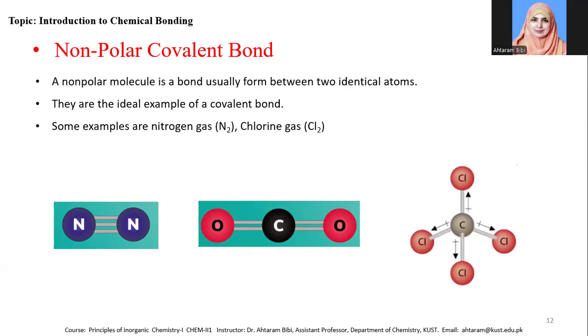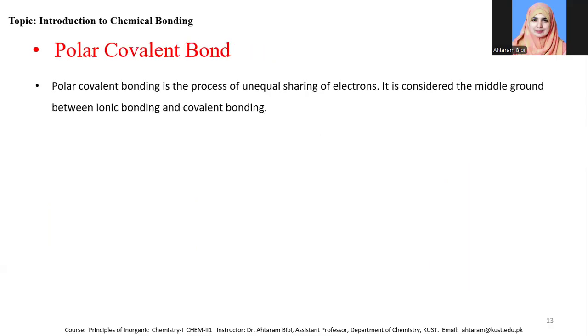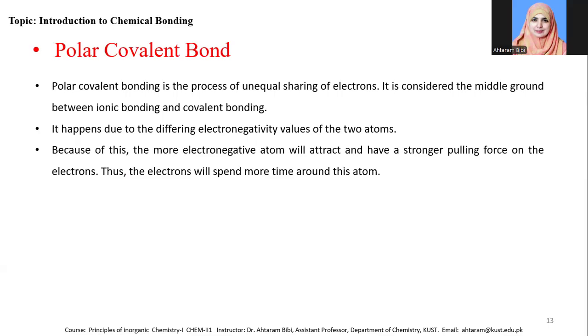Similarly, in carbon tetrachloride, the dipole moments cancel each other out, therefore this molecule is also known as a non-polar covalent bond. The polar covalent bond is the process of unequal sharing of electrons. It is considered the middle ground between ionic bonding and covalent bonding. It happens due to the different electronegativity values of the two atoms.